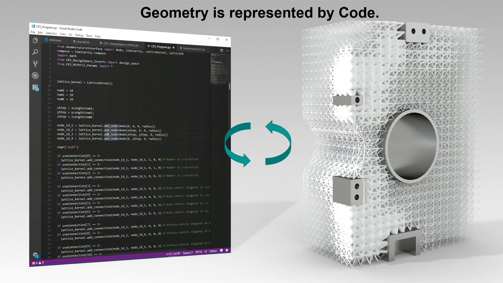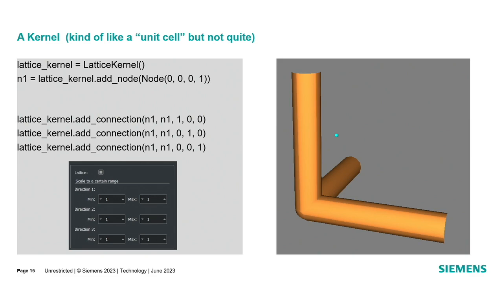But we have this idea of a kernel. It's kind of like a unit cell, but not quite a unit cell. It's a little bit different, but what you have is some nodes in your kernel, and you define connections. And so you say, oh, this node N1 connects to N1 in the next unit cell, if you will. We'll stick to that term. In the I direction, and this one connects to N1 in the J direction. This one connects to N1 in the K direction. So that's what you see here. So you have a node at this spot here, and it connects to here, here, and here.